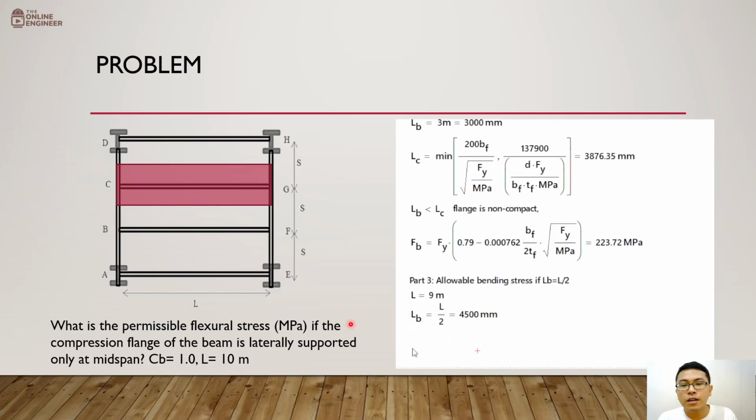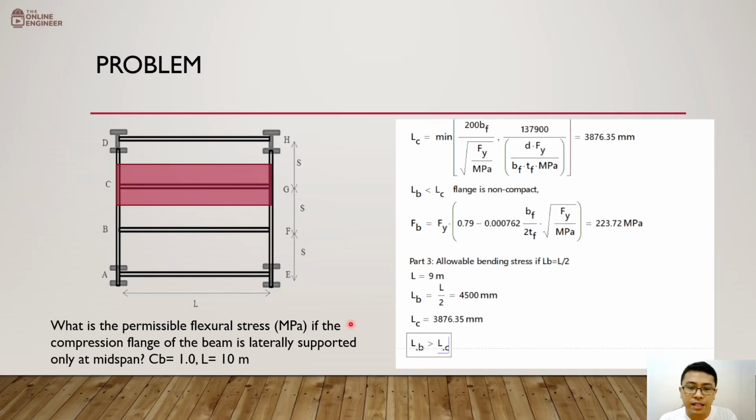Okay. Now, we already solved for the value of LC earlier. That's 3.876 meters, or 3876 mm. So what do we see here? What we could see here is that LB is greater than LC. Now, what do we do, guys? What do we do if LB is greater than LC? Well, we have other criteria or other things to compare.